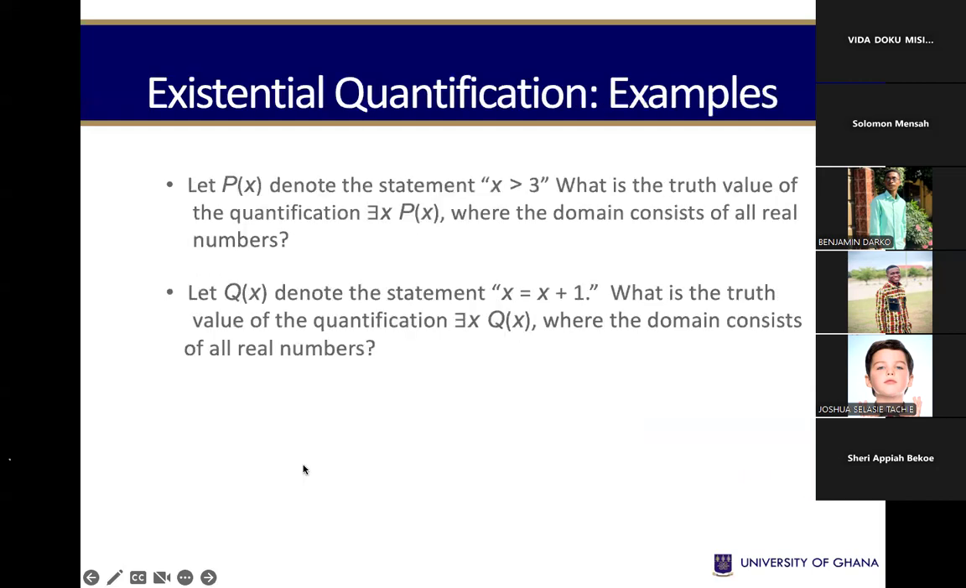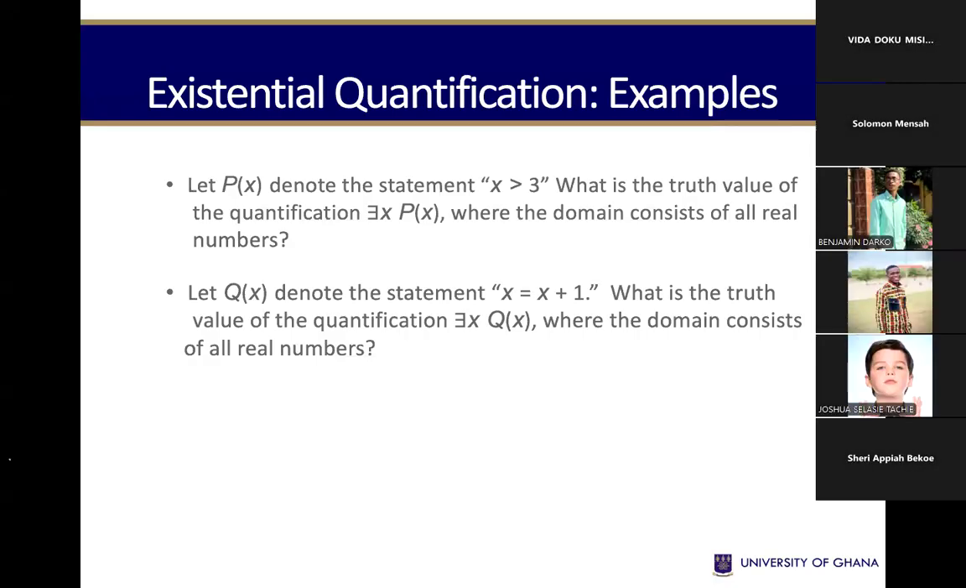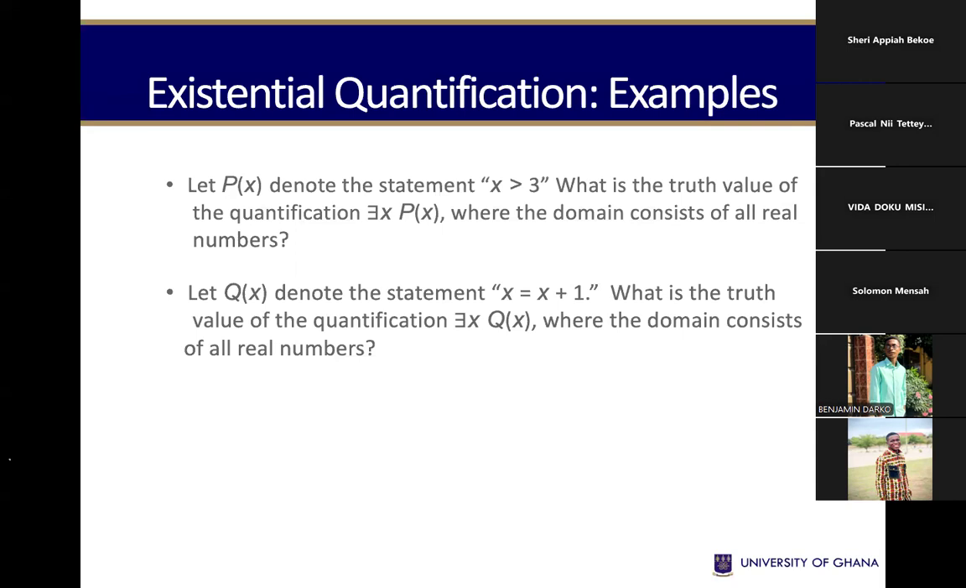With that said, we can now look at examples for existential quantification. Let's see how we go about it. For example, let P of x denote the statement x is really greater than 3. What is the truth value of the quantification there exists x P of x when the domain consists of all real numbers? Looking at this one is trivial. I'm trying to see how best you can handle it.